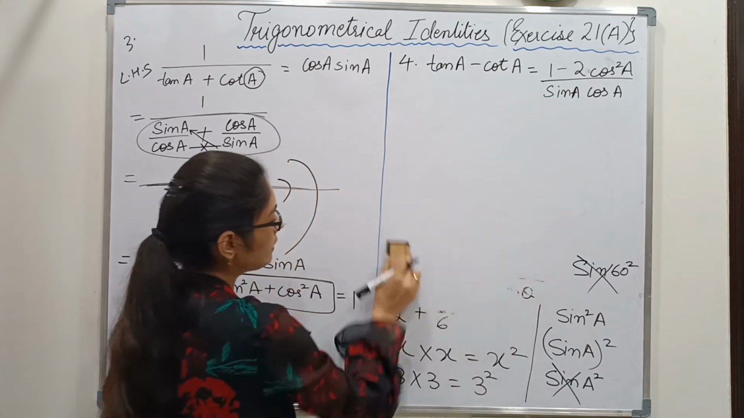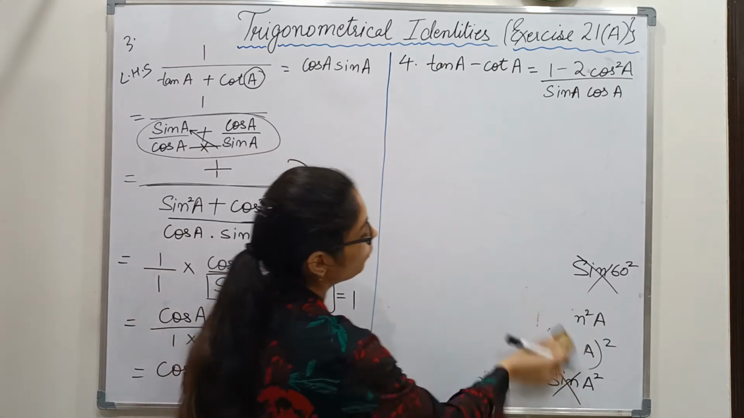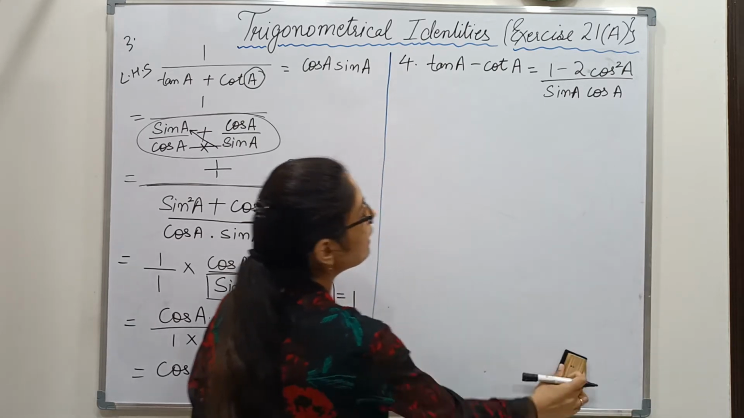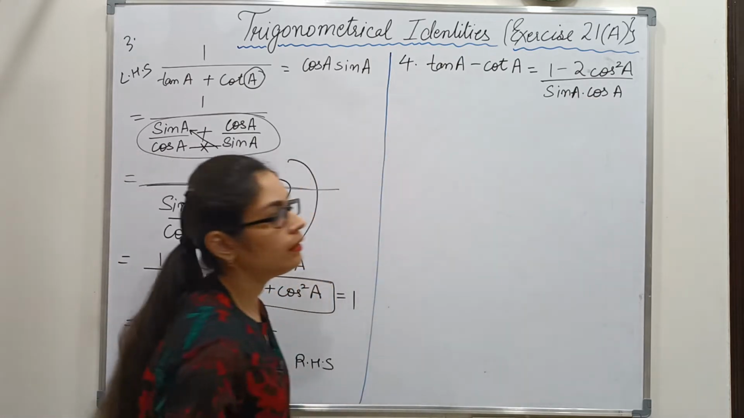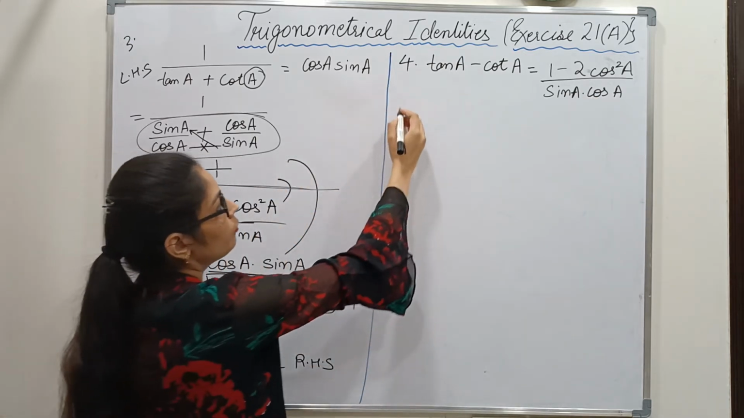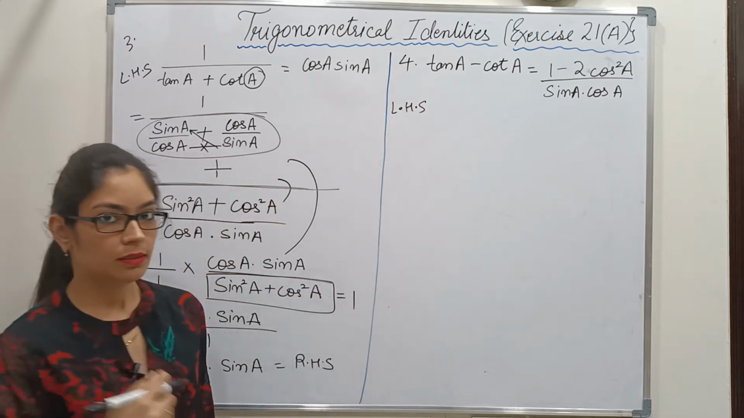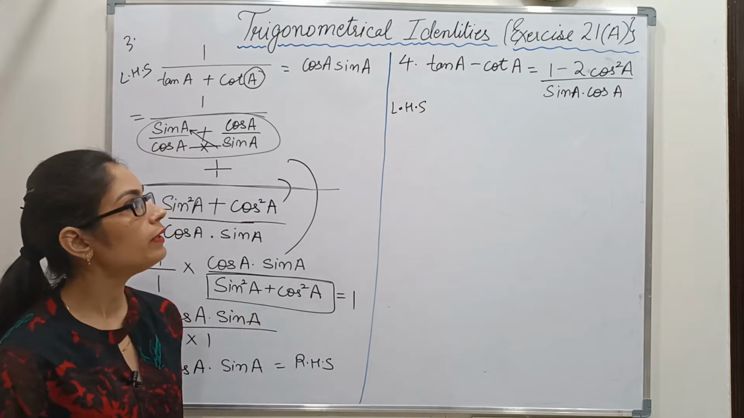So fourth one says that tan A minus cot A is equals to 1 minus cos square A by sin A into cos A. Nothing is written, that means into only. So from left hand side we have to start. Again, the first step you have to check the right hand side. So what do we need?